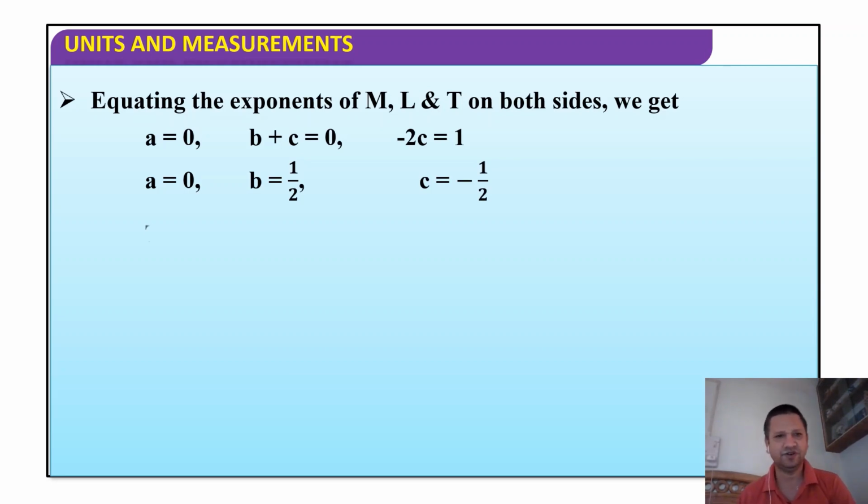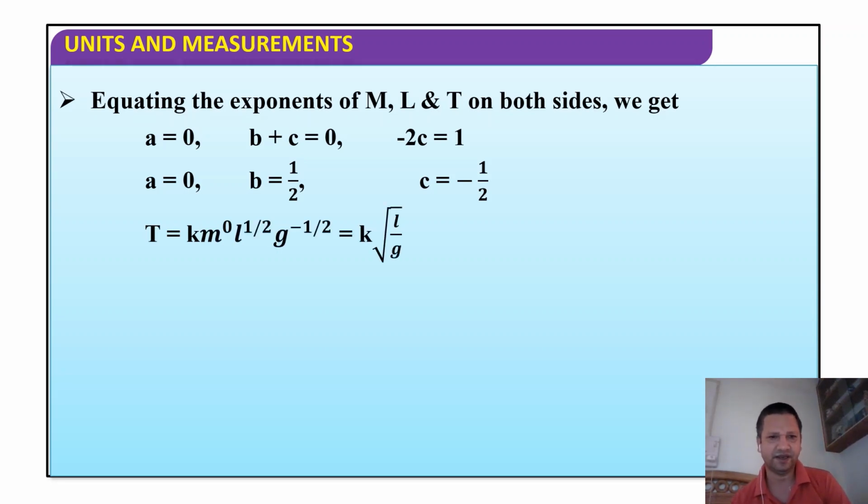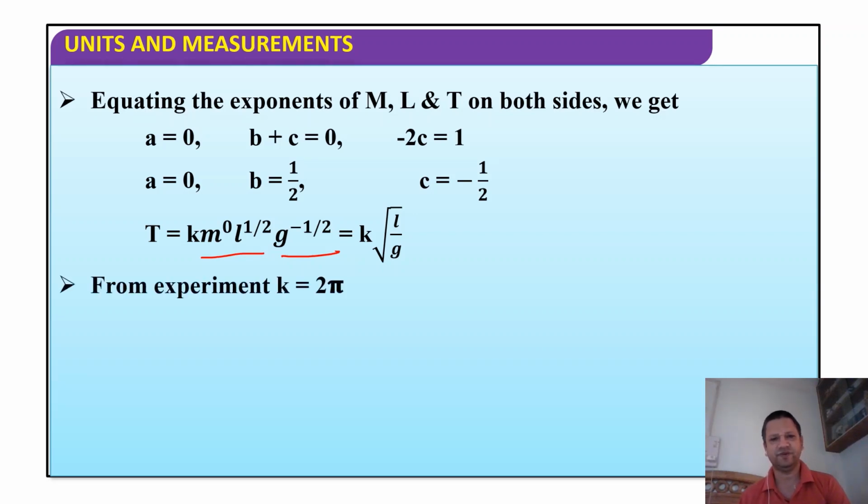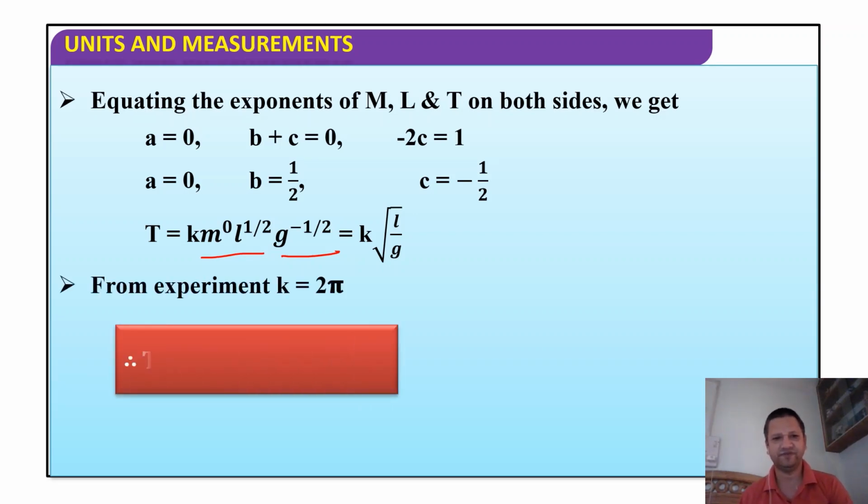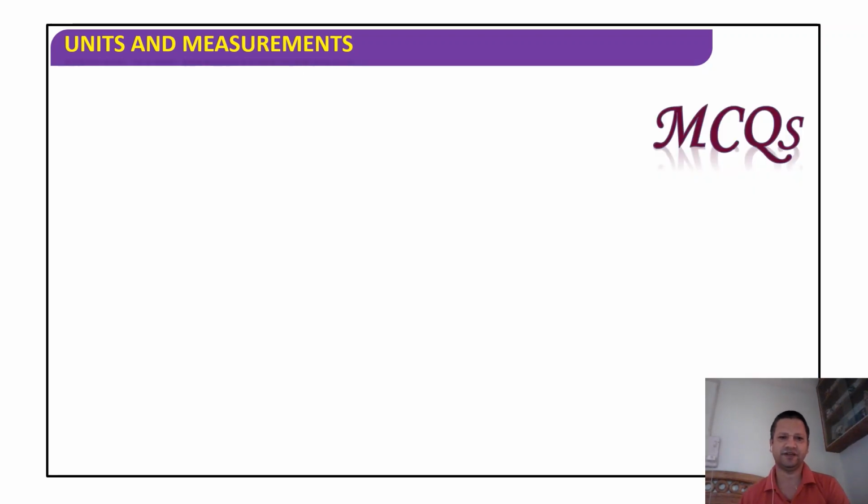Substituting all these values in the given equation, we get k, m raised to the power 0, l raised to the power 1 by 2, g raised to the power minus 1 by 2. Minus 1 by 2 goes to the denominator, 1 by 2 in the numerator, so under root, k as it is, m raised to the power 0 means 1. So we get T = k under root L upon g. Although it is a correct formula, from experiment, if required, we can write down the value of the constant.